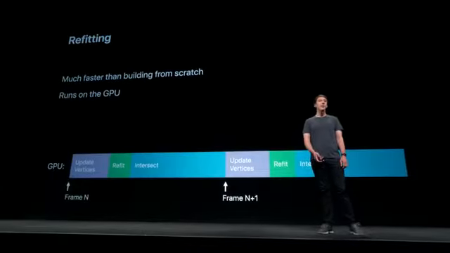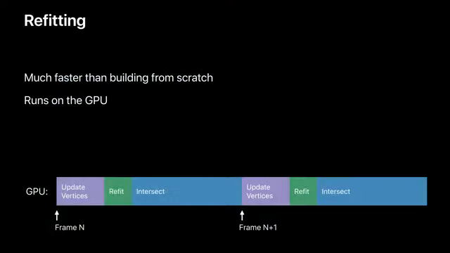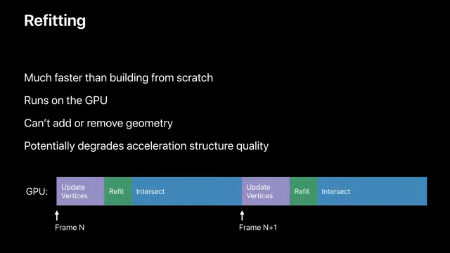This also runs entirely on the GPU, which makes it even faster, but also means that we can safely encode a refitting operation after, say, a compute kernel, which updates the vertices. The downside is that we can't add or remove any geometry because the tree will still encode references to the old geometry. This also potentially degrades the acceleration structure's quality, which can impact ray tracing performance. This is because the triangles were originally partitioned using a set of heuristics which won't be accurate after the triangles move.